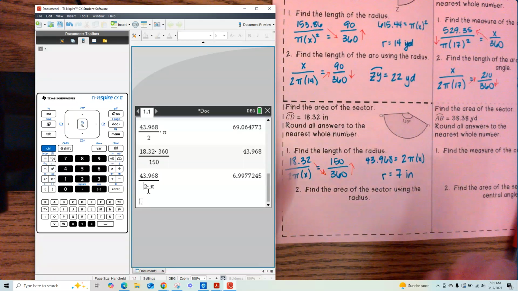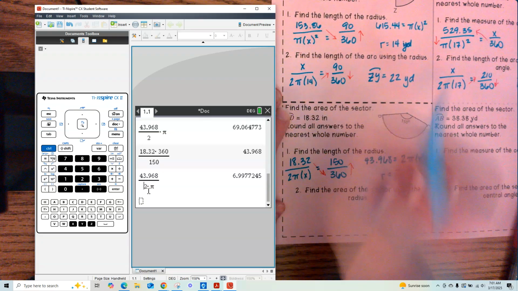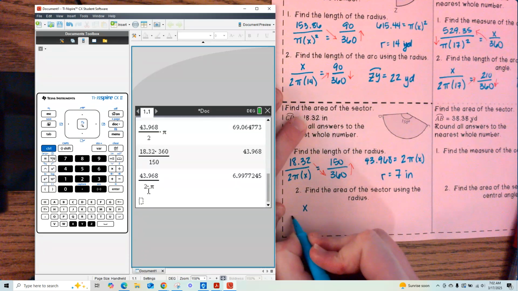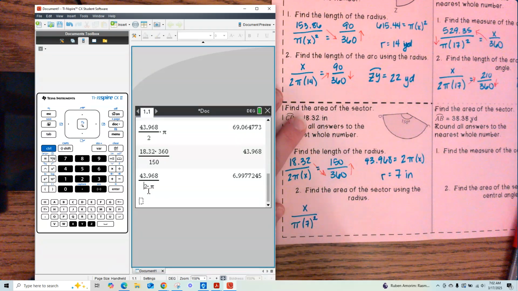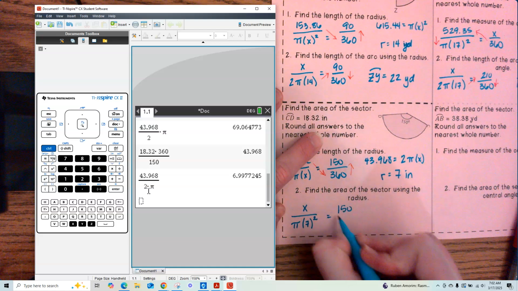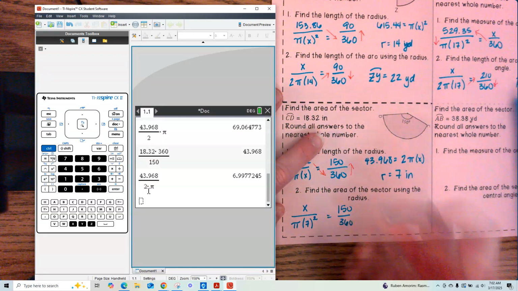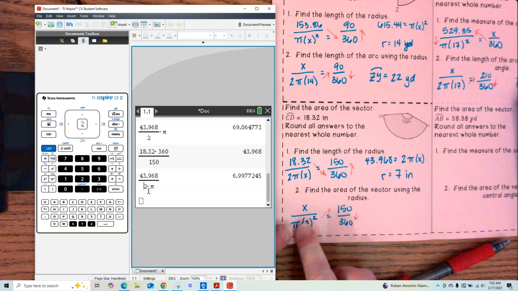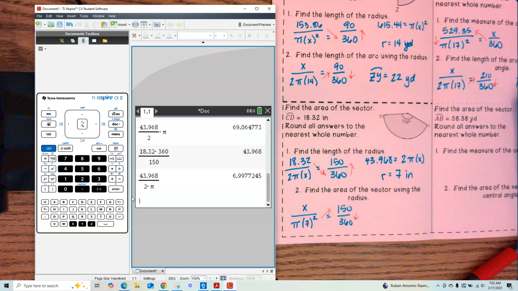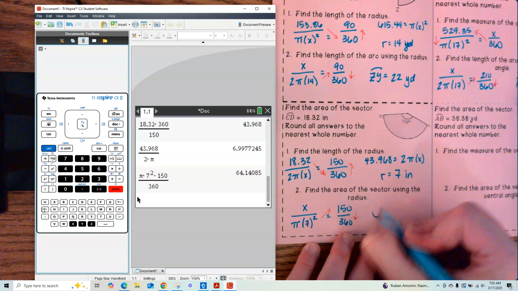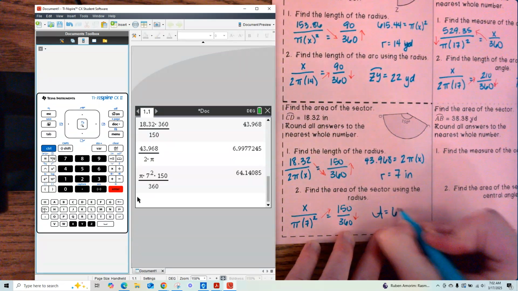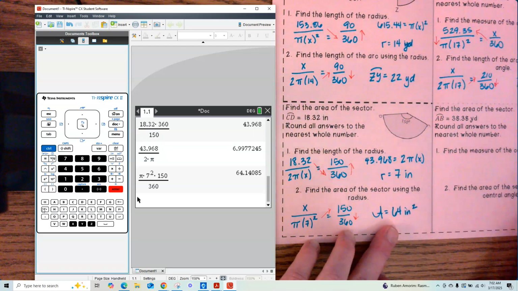All right, find the area. So that's this ratio. So I don't know the area of the sector, but now I can find the area of the whole circle that it's a part of. Equals the central angle over 360. We're going to cross multiply and divide. So again, this whole chunk is going to get its own set of parentheses. And if we round, the area of that sector is going to be 64 inches squared.